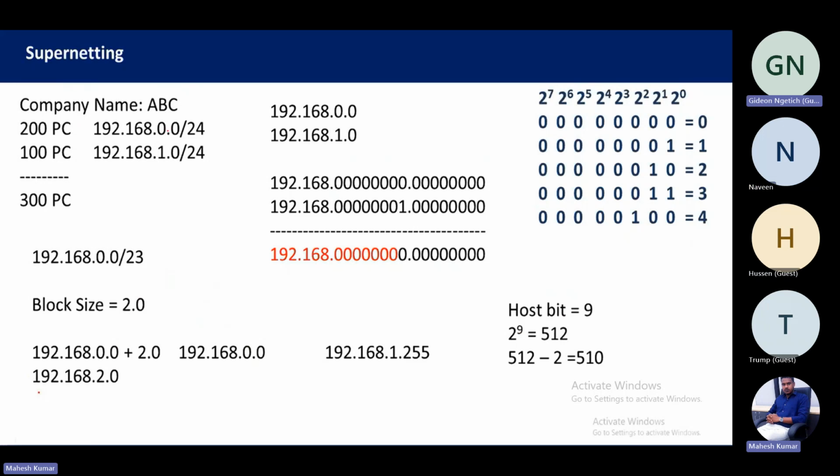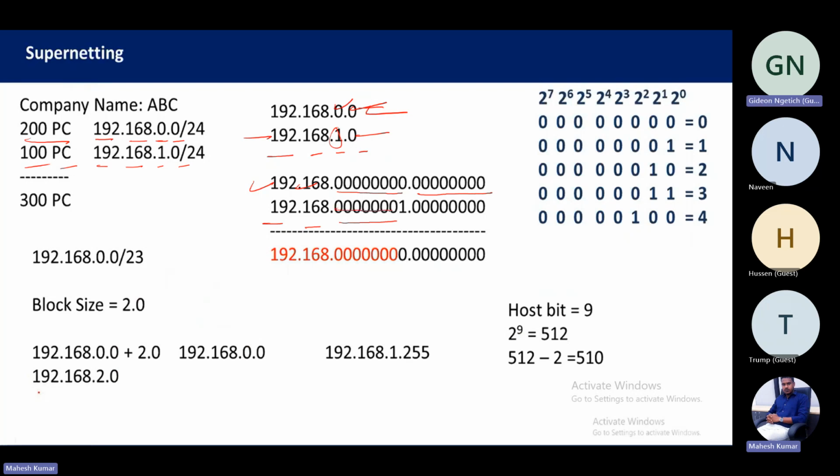Let's suppose the company name is XYZ. They have 200 PCs with the default IP 192.168.0.0, and we keep one more IP in the same series, 192.168.1.0, for the 100 PCs. Just convert both IPs into binary. 192.168, then the remaining is 0.0.0 for the first one, and for the second IP 192.168.0.0.0 till 1, because in the third octet we have only a 1.